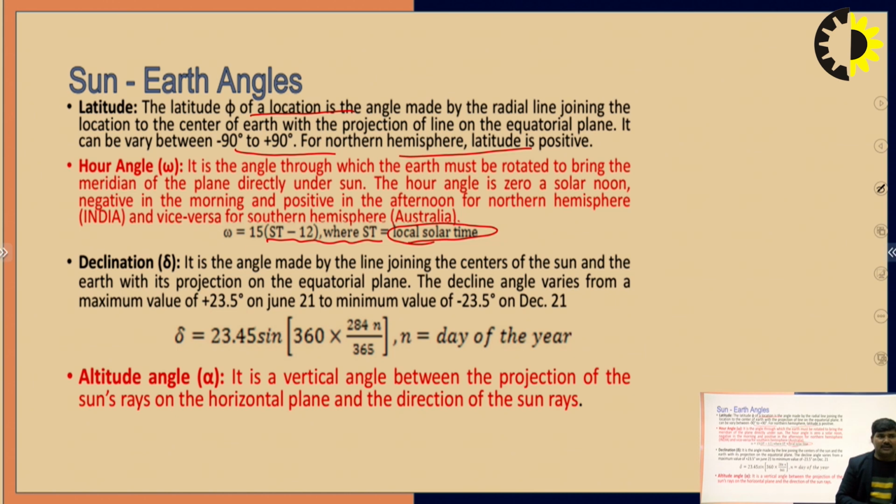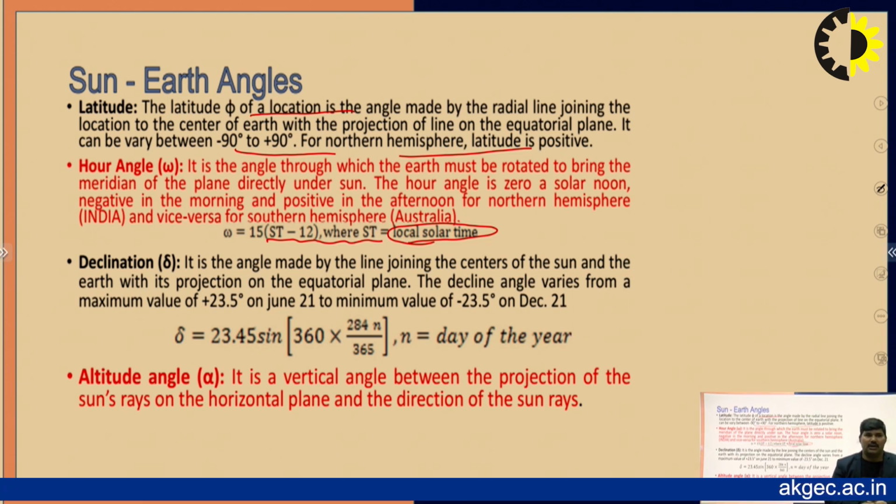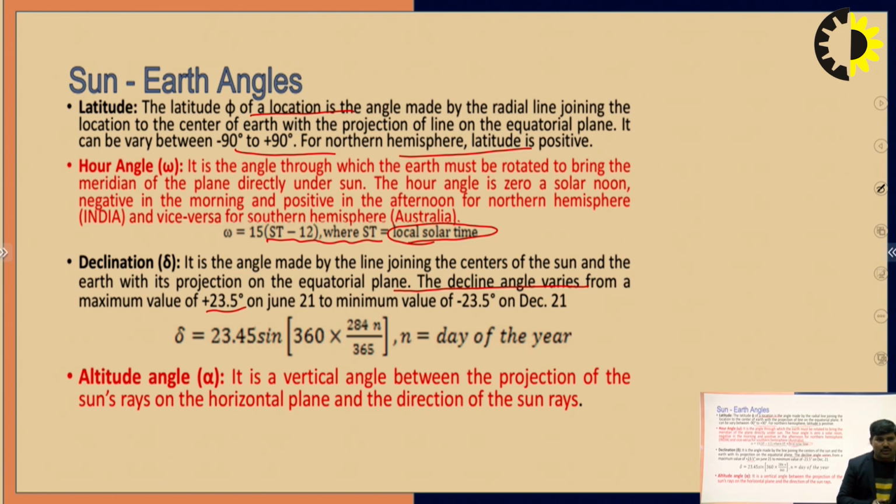The next angle is the declination angle, represented by delta. It is the angle made by the line joining the center of the sun and the Earth with its projection on the equatorial plane. The declination angle varies from a maximum value of plus 23.5 degrees on June 21 to a minimum value of minus 23.5 degrees on December 20. So delta equals 23.45 sin(360 times (284 plus n) divided by 365), where n is the day number of the year.